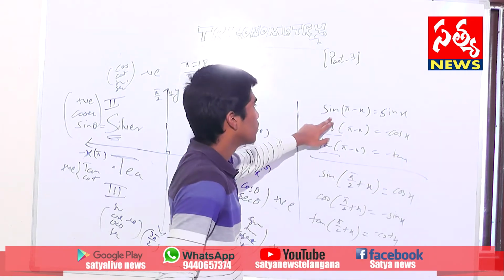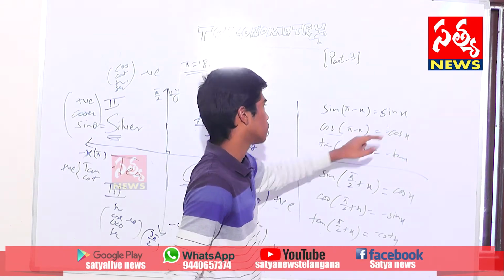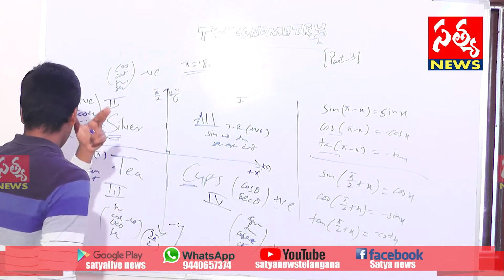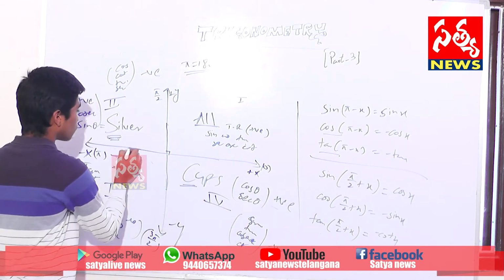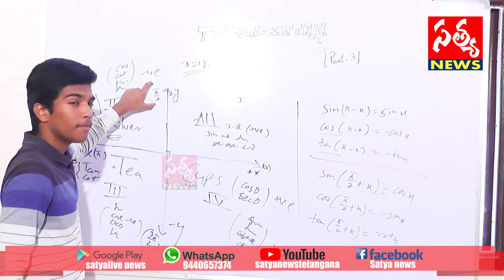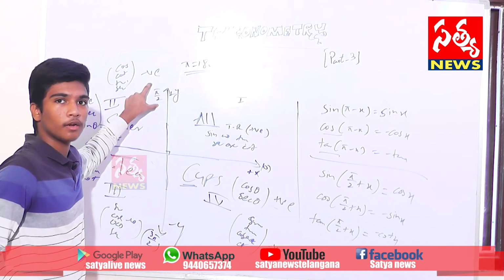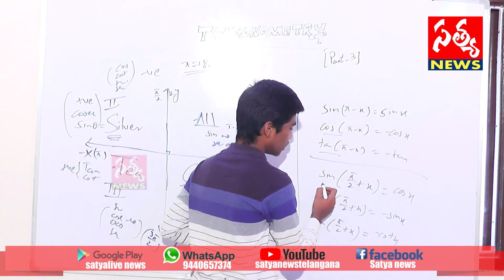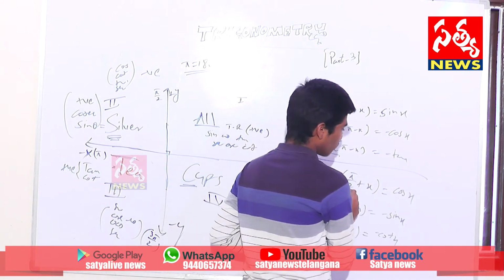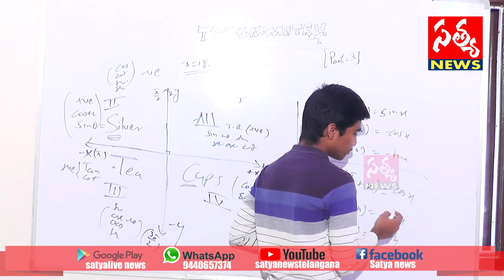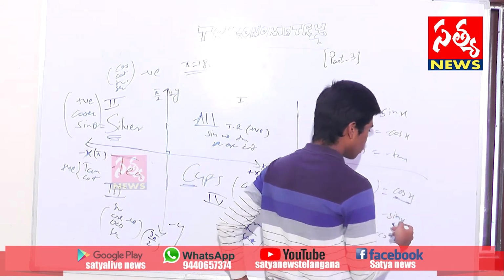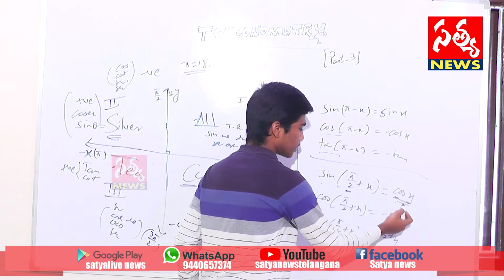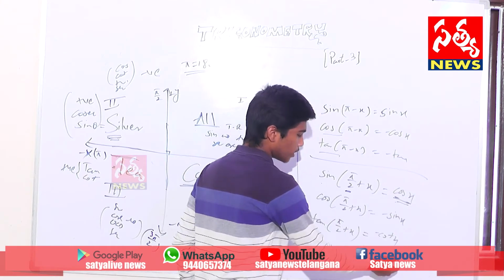See here, sin pi minus x is equal to sin x. Why have I written sin x again? Because pi by 2 is a trigonometric ratio changer, but not pi. Pi by 2 changes the trigonometric ratio. See here, sin pi by 2 plus x: if pi by 2 is present, we change the trigonometric ratio, that is cos x. Sin to cos, cos to sin, tan to cot.